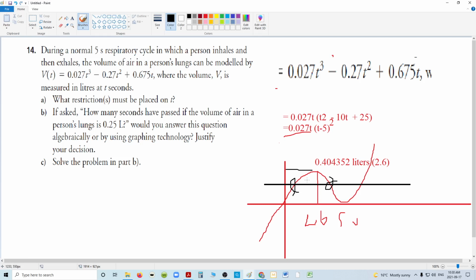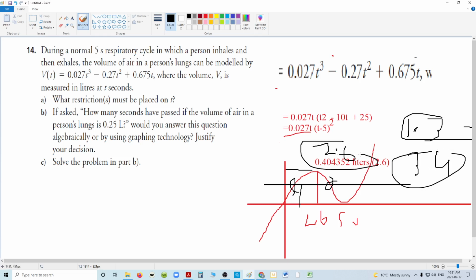If I had to get a good idea, I'd say it's about half of 2.6. So I'm going to say it's 1.3 on one side, and I'm going to say it's 3.9 on the other, which is equidistant from the peak I found. That's going to be roughly 2.6. So those are just guesses. 1.3, as I inhale, my lungs are going to be at 0.25, and 3.9.